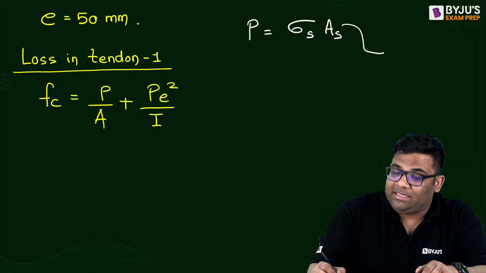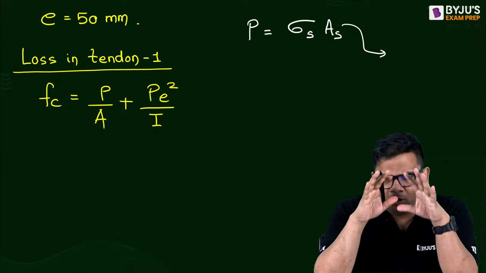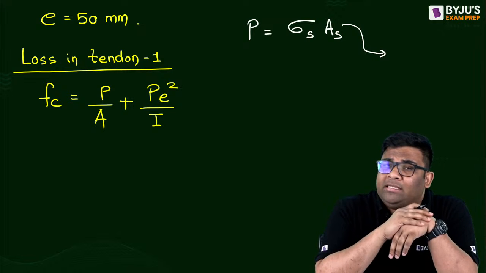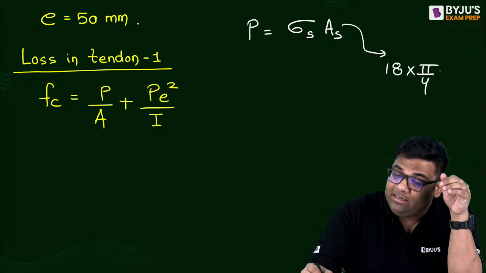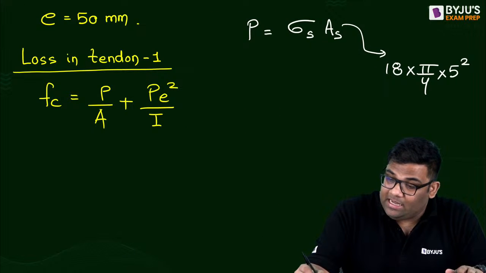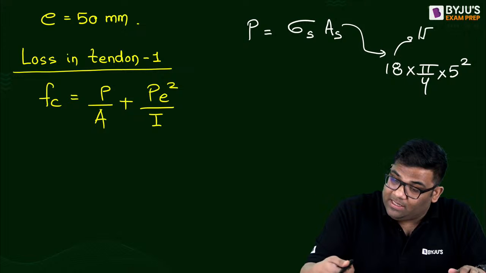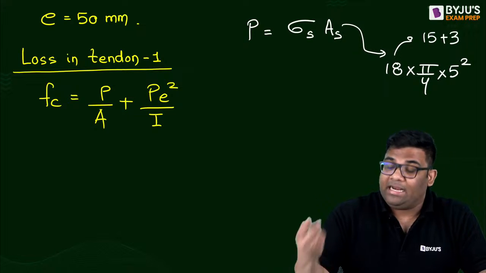Now in this area of steel, I will take all the tendons, all the wires. Total how many wires are there? 18 wires, right? And each wire has a diameter of 5. Total 15 plus 3, sorry, total 18 are there.